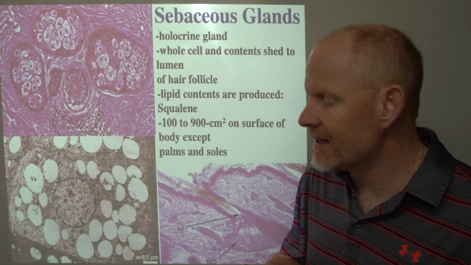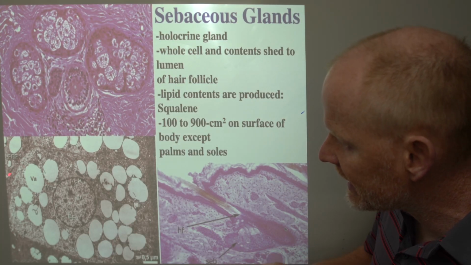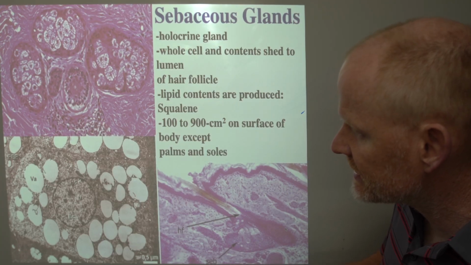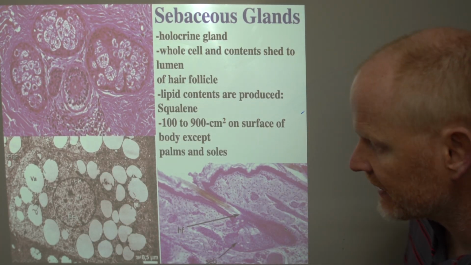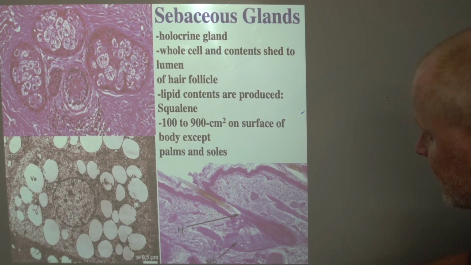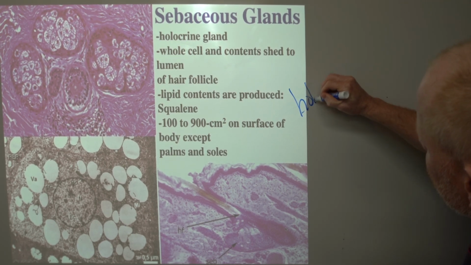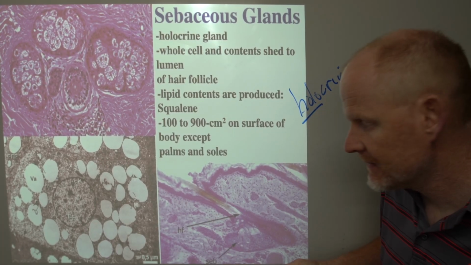And they basically accumulate squalene. And they accumulate it at such a high rate that it eventually kills the cell. And the whole cell is released and breaks apart to form the thick oil. And this is called a holocrine gland, is the name given to it. Holocrine gland, because the whole cell is released.